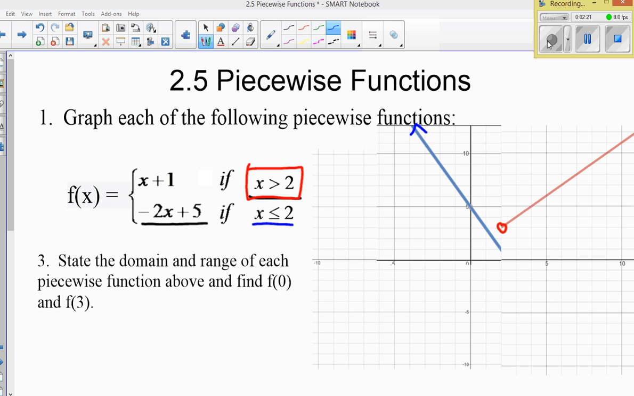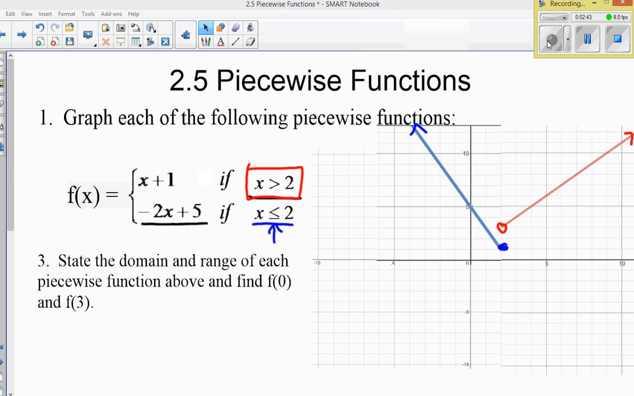This is defined at 2 because it's equal to. So I'm going to have a closed dot, and I know that this still passes our vertical line test because the dot from the previous one is open. It's not defined there, but at 2 it is. So I would use the blue one to find the answer for 2. Okay, so that's my function.